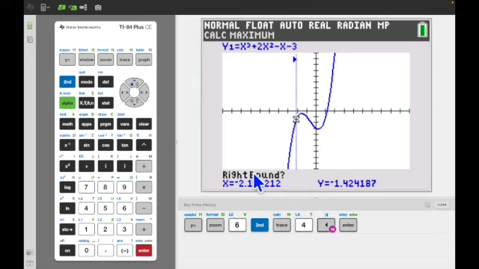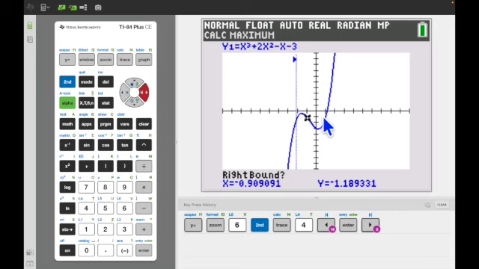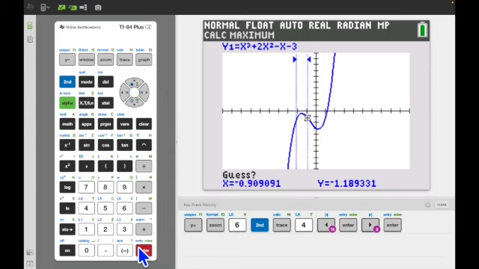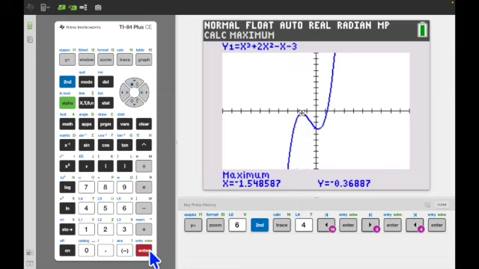And then it says right bound. So I'm going to hit that right arrow until I'm to the right of that maximum. And again, it doesn't have to be very far. Just make sure that you don't go past any other turning points or any other extrema. And then I'm going to hit enter again. And then it says guess. So I'm going to hit the left arrow until my cursor is close to that maximum, and then I'm going to hit enter one more time.